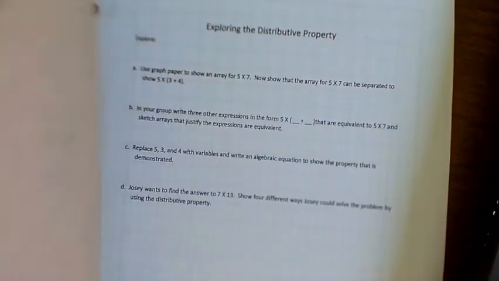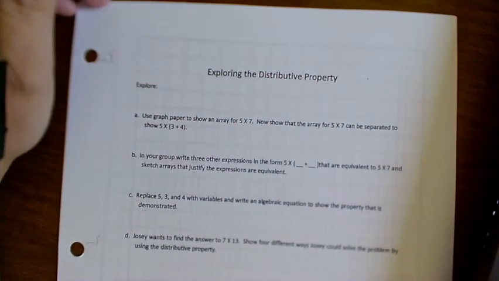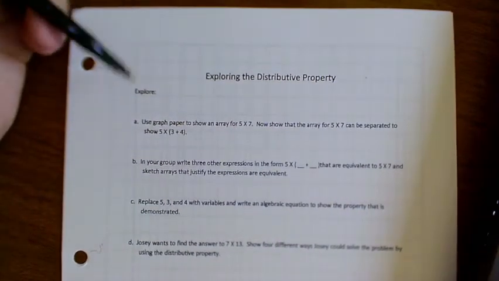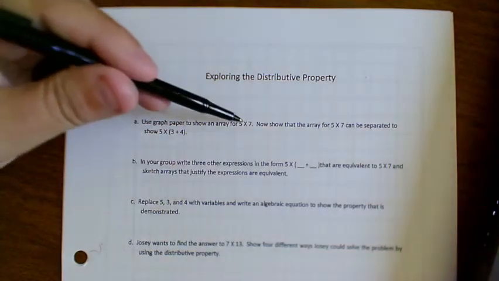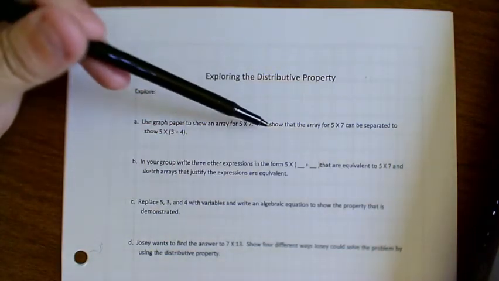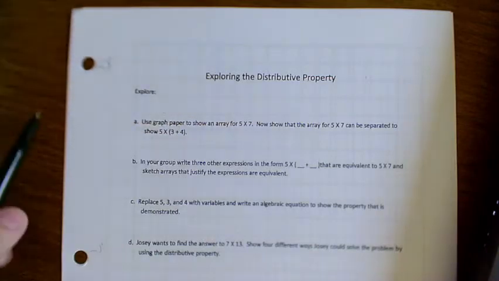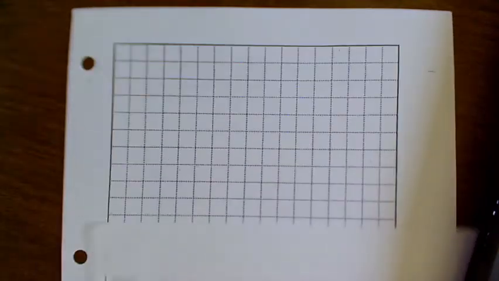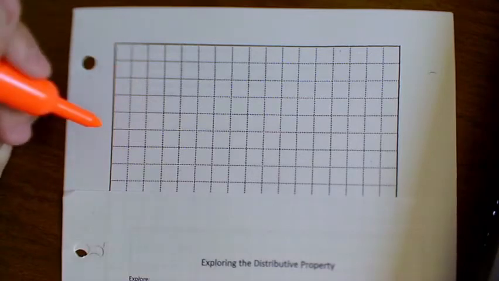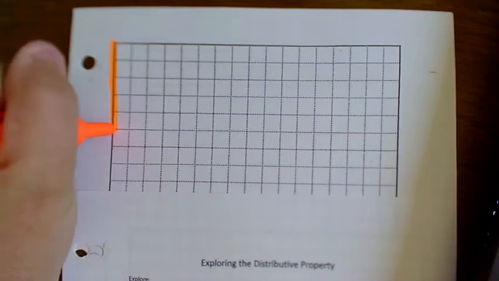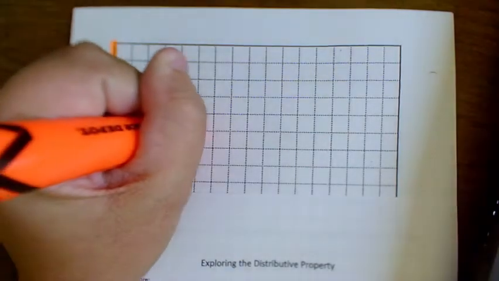All right, then on the next page, it says we are exploring the distributive property. So this says use graph paper to show an array for 5 by 7, and then now show the array for 5 times 7 can be separated to show 5 times 3 plus 4. So we have graph paper on the next page, on page 107. So it just wants us to show that we can do 5 times 7. So I'm going to try this with my highlighter here. So 5 by 7, so 1, 2, 6, 7.